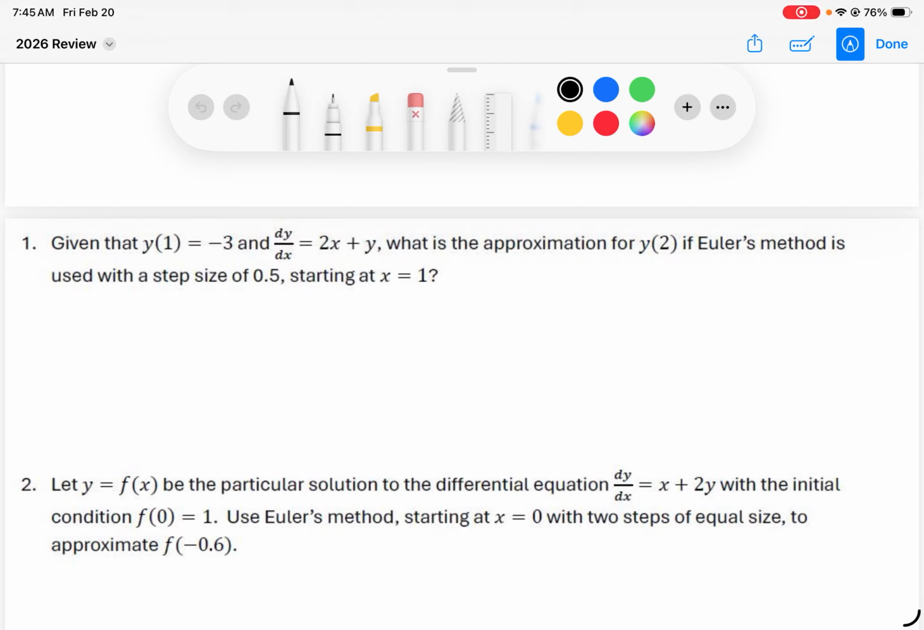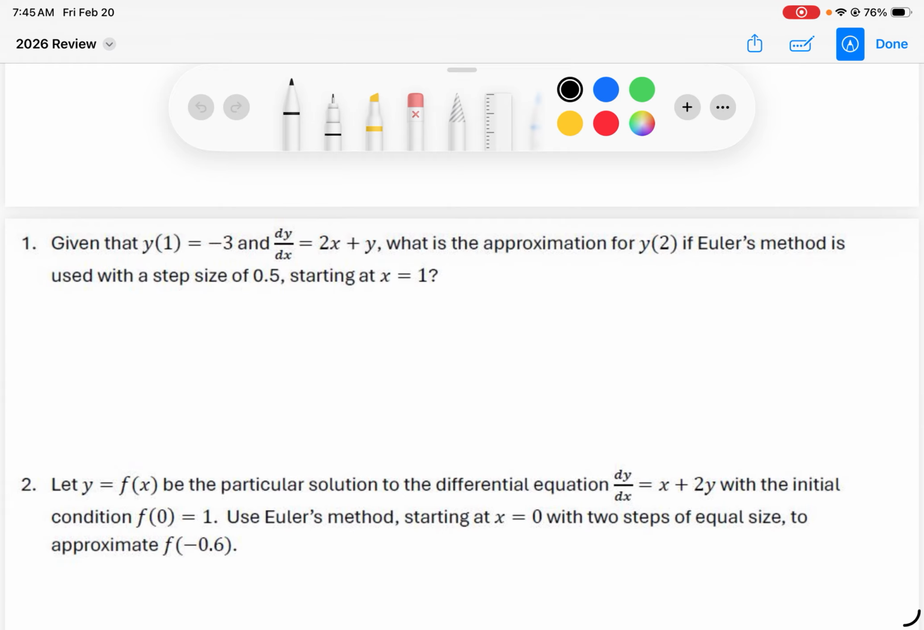All right, guys, in this video, we're going to do the review for the BC test that covers sections 6, 7, and 8. So this first one says, given that y of 1 is equal to -3 and the differential equation 2x plus y, what is the approximation for y of 2 if Euler's method is used with a step size of 0.5 and you start at 1.